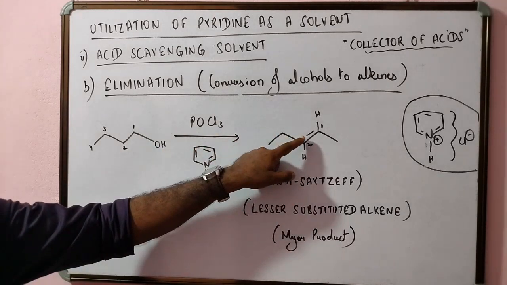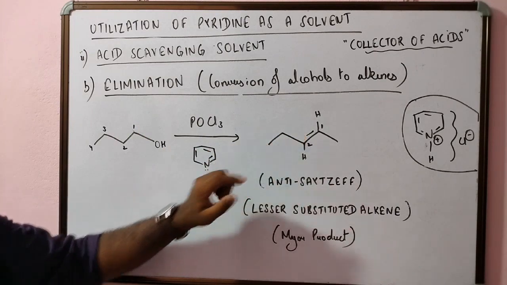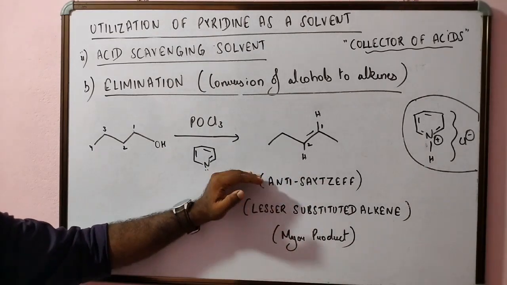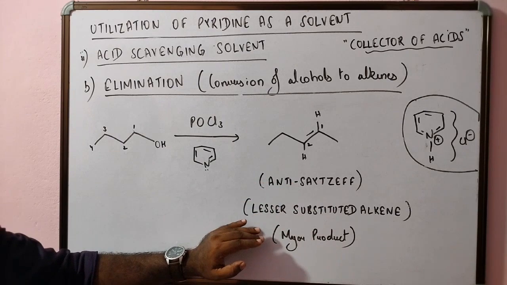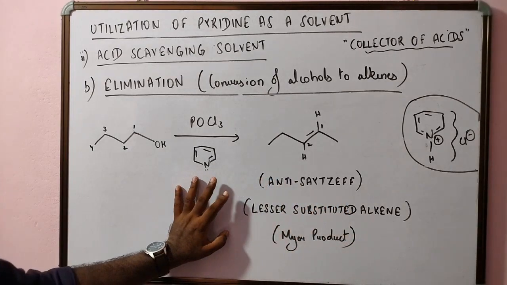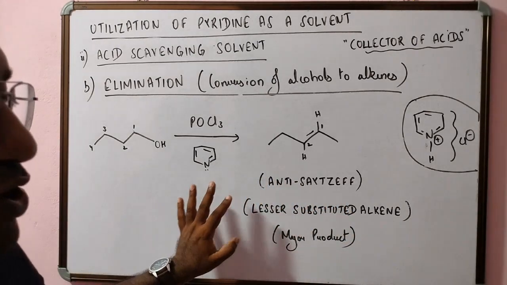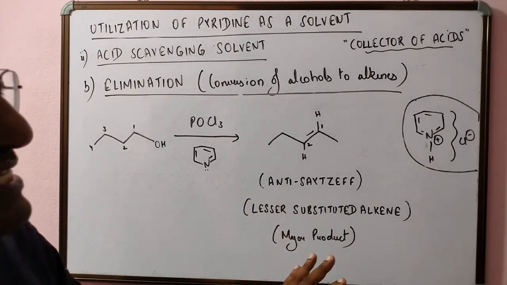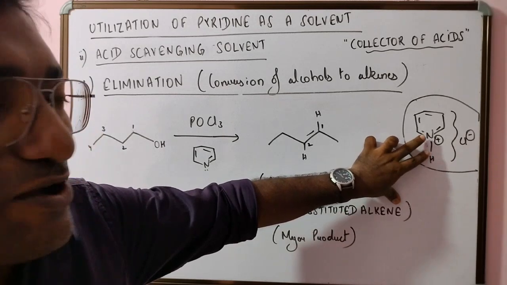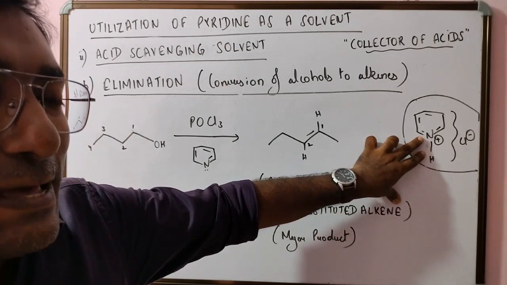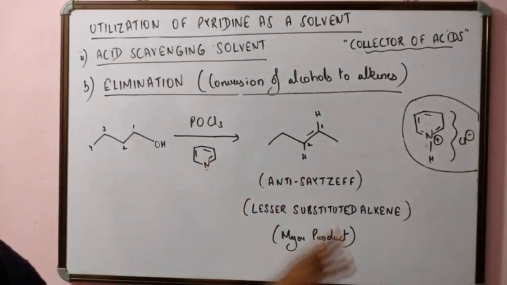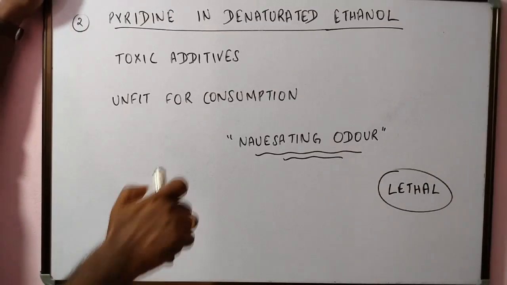It determines where the double bond would come. When we use pyridine, what we get as the major product is the anti-Zaitsev product, or the lesser substituted alkene. This, however, is of no relevance to the current topic. What we need to note is the consumption of acid by the pyridine ring once again, thus positioning pyridine again as an acid scavenger. Use number 2.